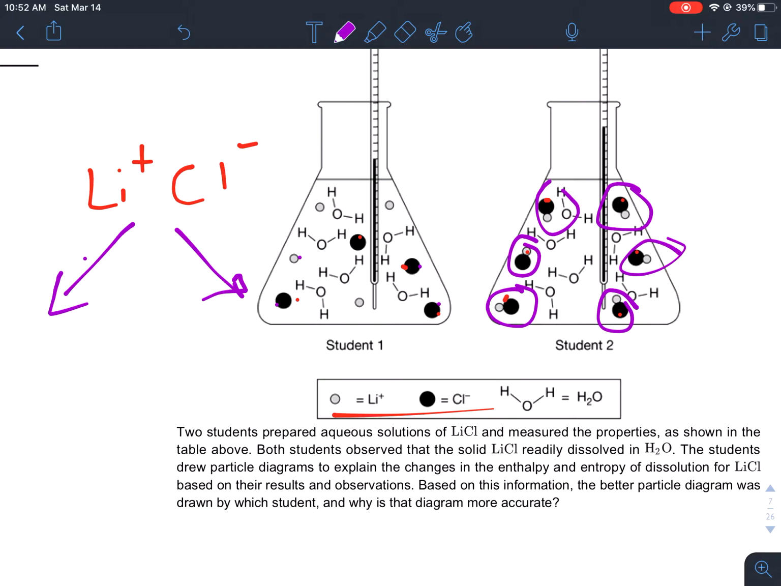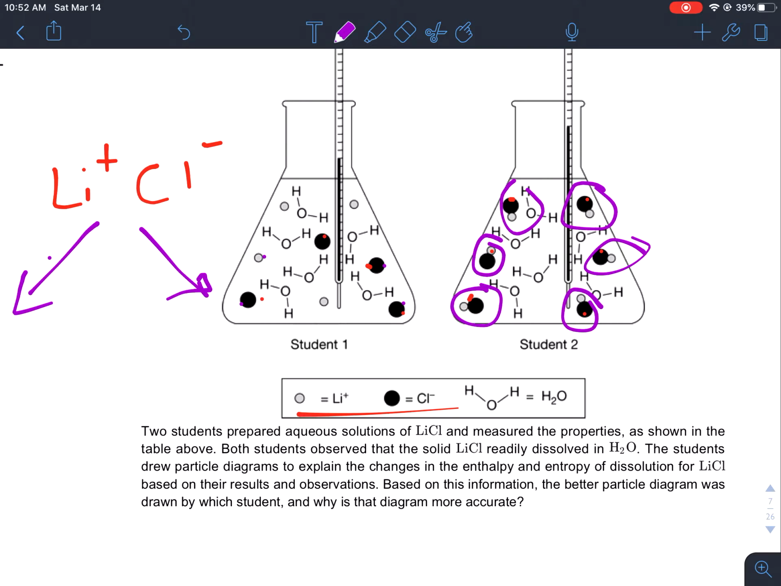All right. Two students prepare aqueous solutions of LiCl and measure the properties as shown in the table above. Both students observed that the solid LiCl readily dissolved in H2O. The students drew particle diagrams to explain the changes in the enthalpy and entropy of dissolution of LiCl. Oh, that's the key. The students drew these particle diagrams, okay? So obviously student 2 doesn't know what he's doing because LiCl completely dissociates. Based on the information, the better particle diagram was drawn by which student? Obviously student 1, because he dissociated the Li and the Cl while student 2 kept them together.